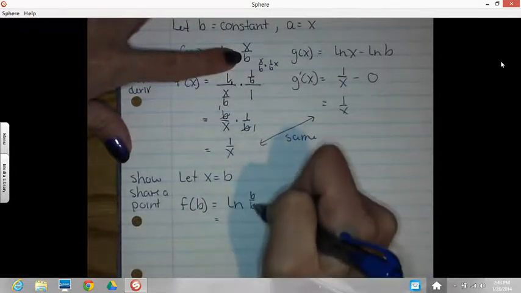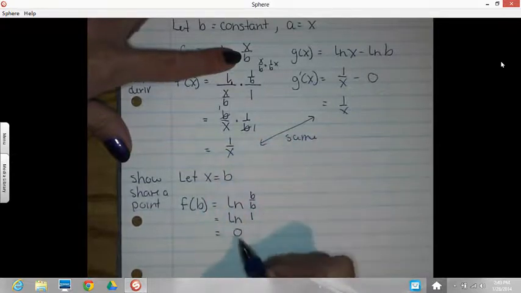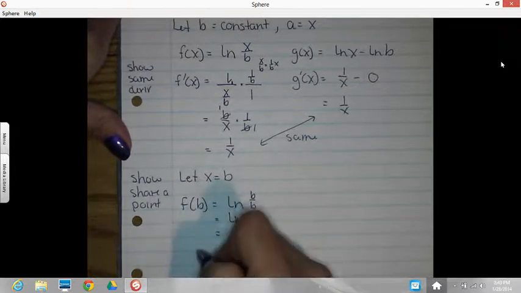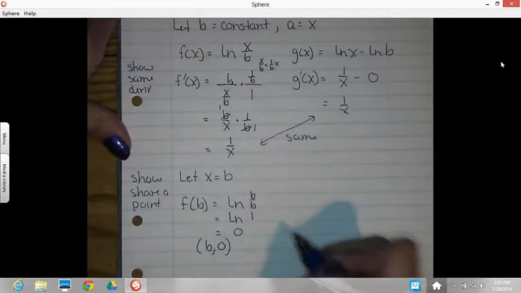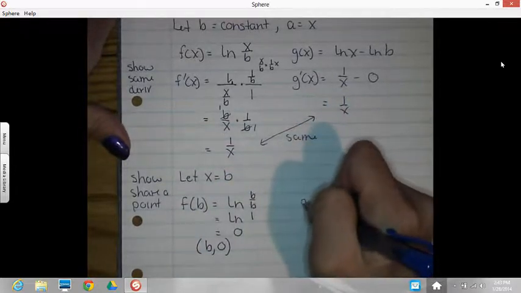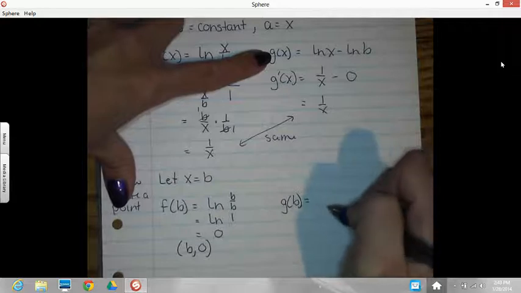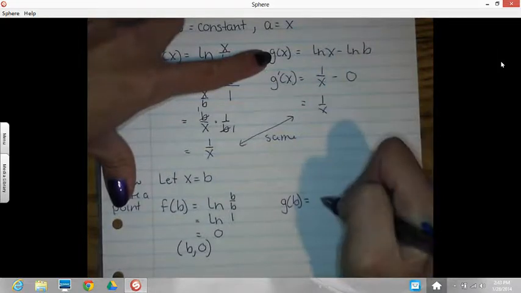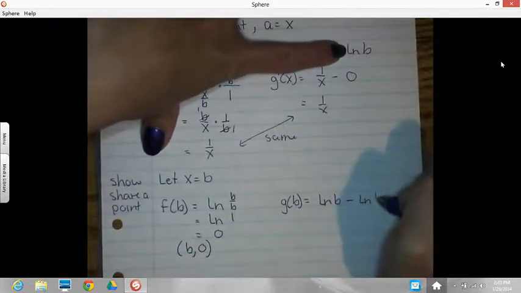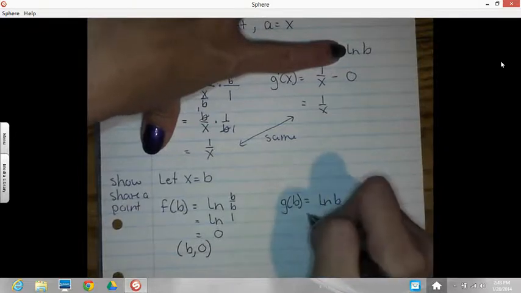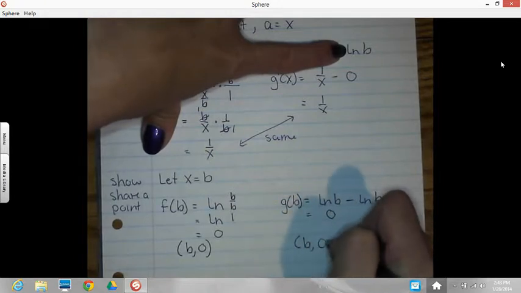B divided by b is a 1. The natural log of 1 is 0. So the point we just identified on f of x was when x is b, the y value comes out 0. If we do the same thing over here and find g of b, the same thing should happen. So go to function g. In place of the x, we're going to put in a b. So natural log of b minus natural log of b. So no matter what b is, I'm subtracting it from itself. Anything subtracted from itself is 0. So again, we got b, 0. Same point.